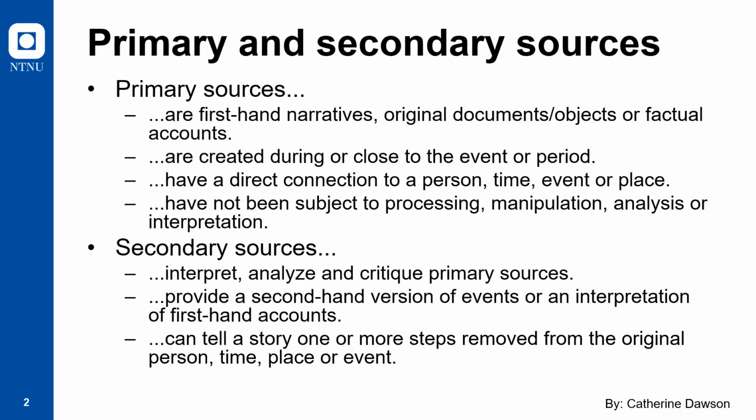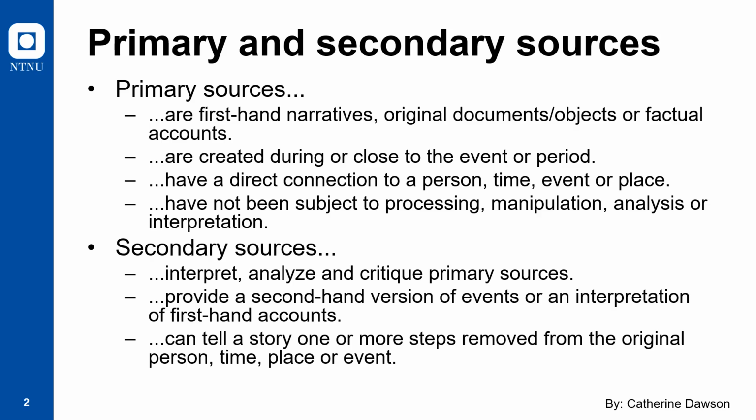In short, primary data and sources are first-hand data generated by you as researcher, while secondary data and sources are already generated and interpreted by others by the time you use them. Primary sources are first-hand narratives, original documents, objects, or factual accounts. They are created during or close to the event or period and have a direct connection to a person, time, event, or place. Most importantly, primary data have not been subject to processing, manipulation, analysis, or interpretation.